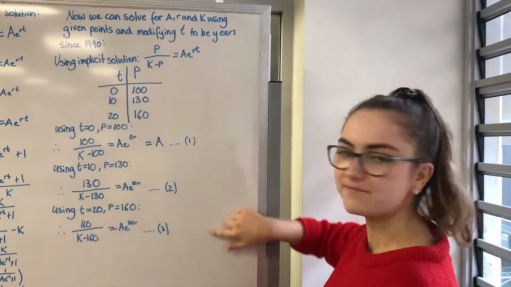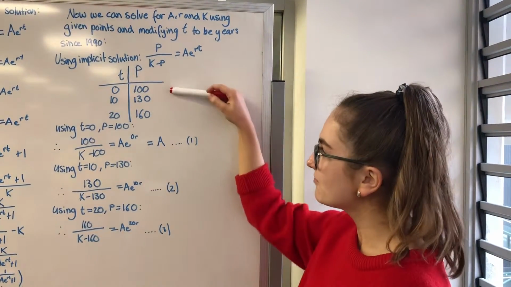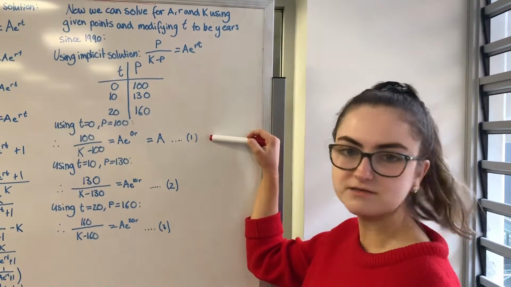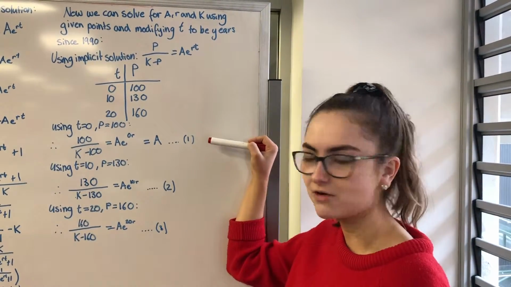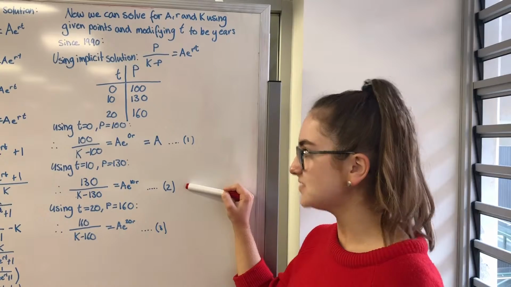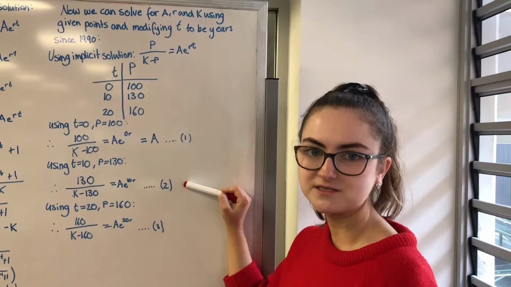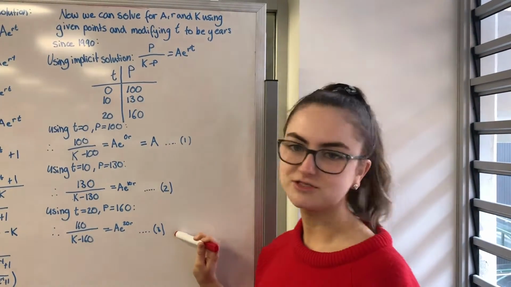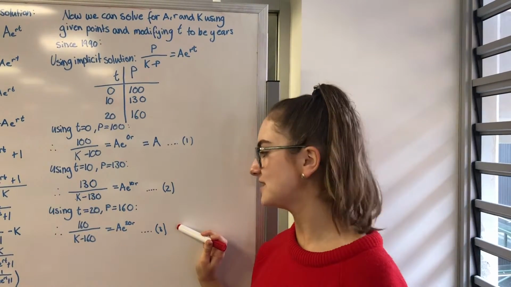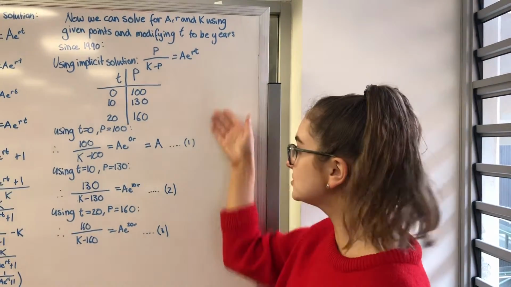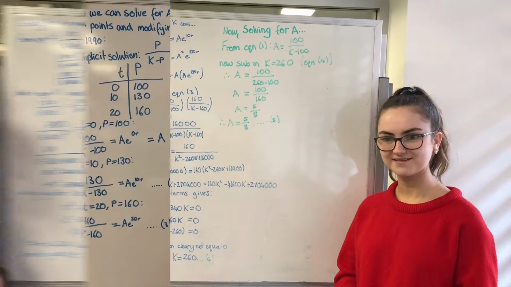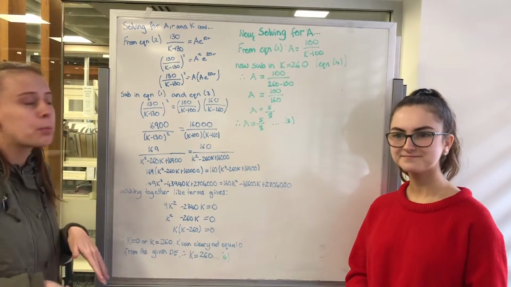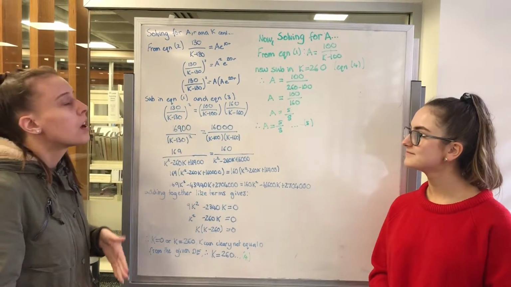So now we can form these three equations from these values. So this is where t equals 0 and p equals 100, which gives us equation 1. T equals 10 and p equals 130, which gives us equation 2. And t equals 20 and p equals 160, which gives us equation 3. And all these equations will be used in the next steps. So now for the following section, we'll be solving for a, r and k.